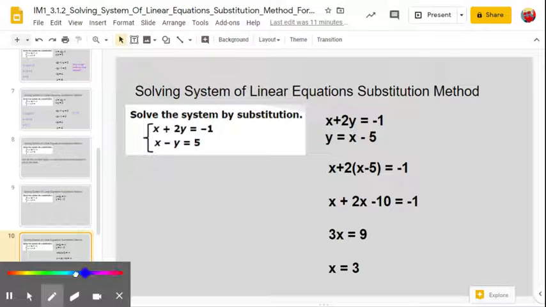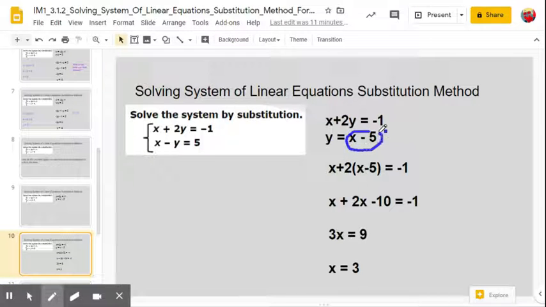What we're going to substitute for now is this x minus 5. Y equals that. So I'm going to take that x minus 5, and in the other equation, I'm going to replace the y with x minus 5. So now we get x plus 2y, which is going to be 2 times x minus 5, equals negative 1. So you see the top equation? I just rewrote it right here, but I replaced the y with x minus 5.